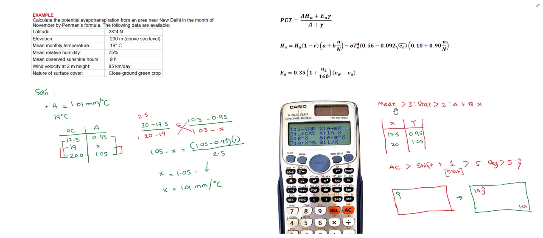What you do, first, is you press mode, and then after that, you will select 3 for stat. And then after, you select 2 for A plus B. So, press this 2. And after pressing, this table will appear. So, what you are going to do is input the values, class. Okay, so in our case here, we have 17.5, then 20, and then 0.95, and then 1.05.